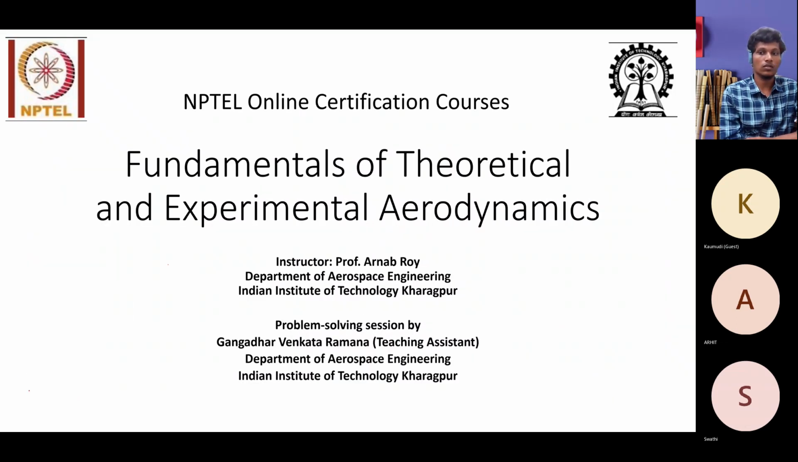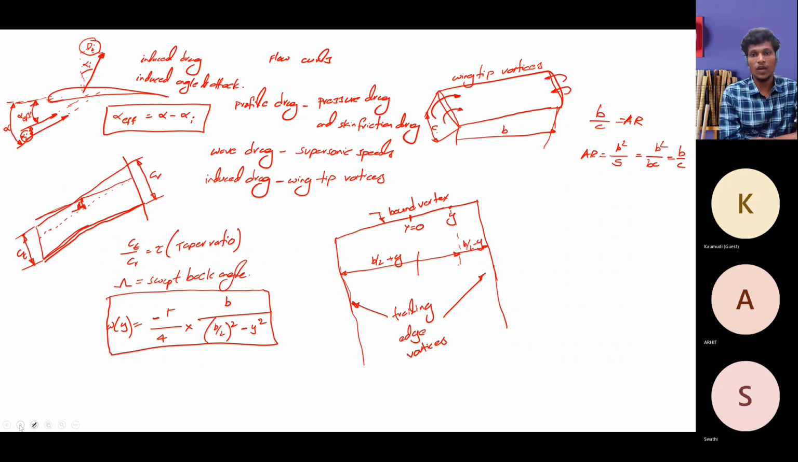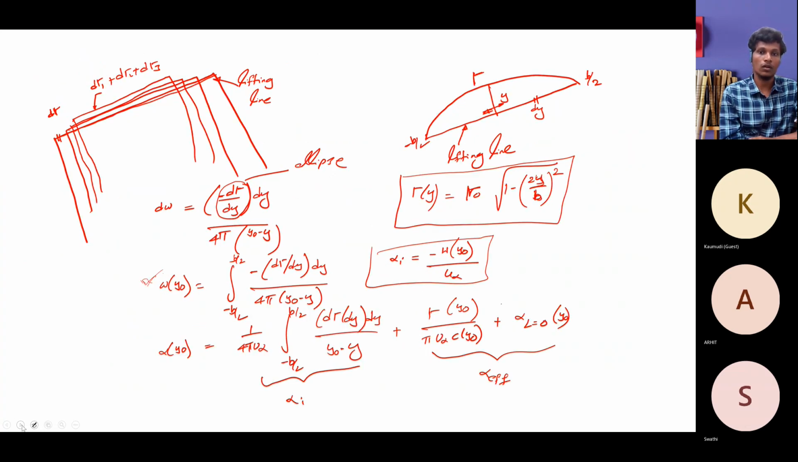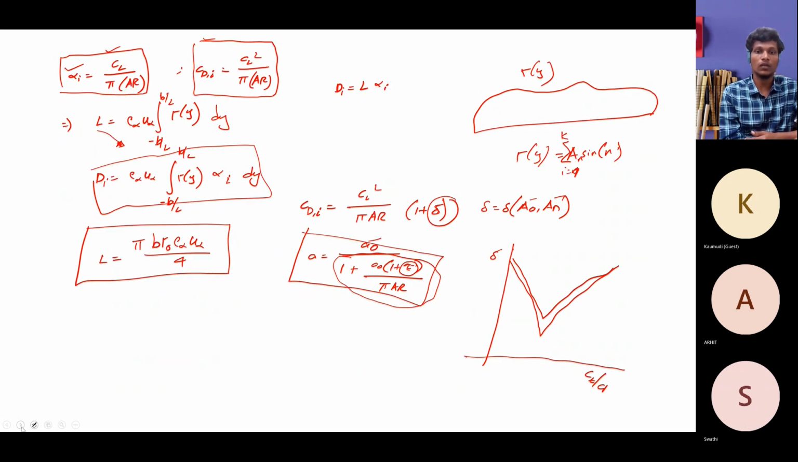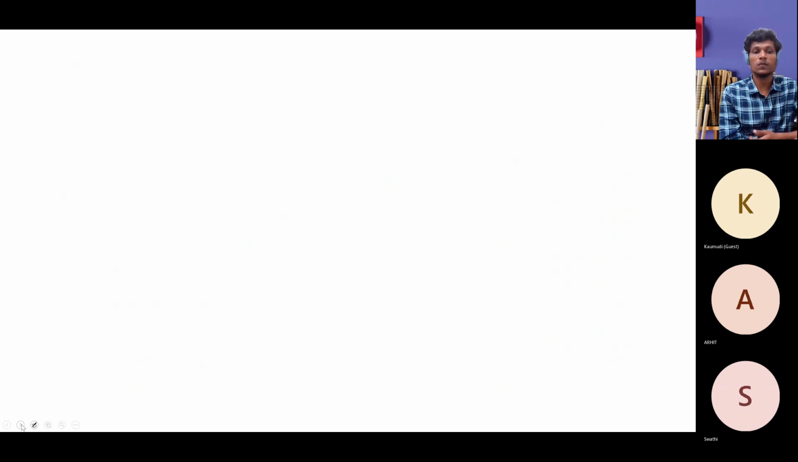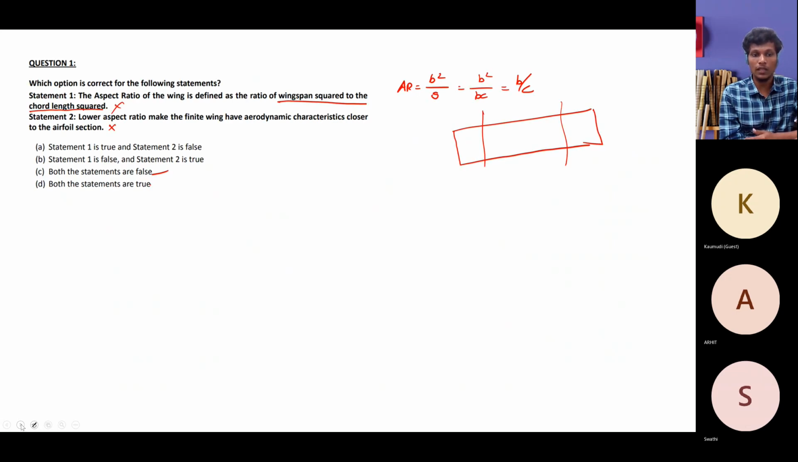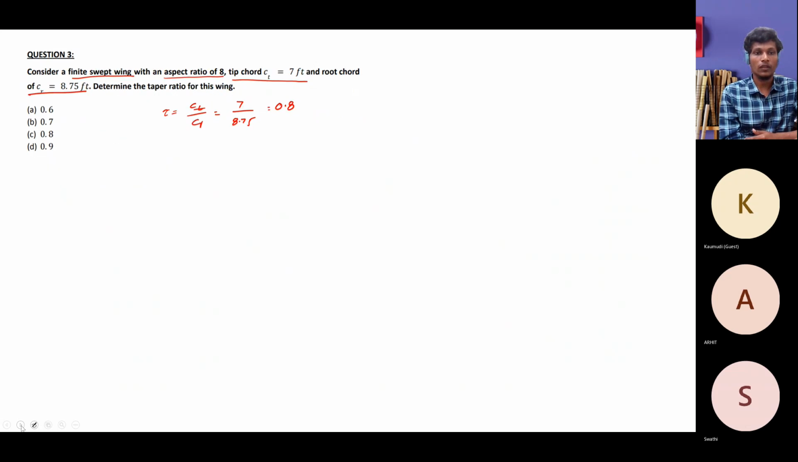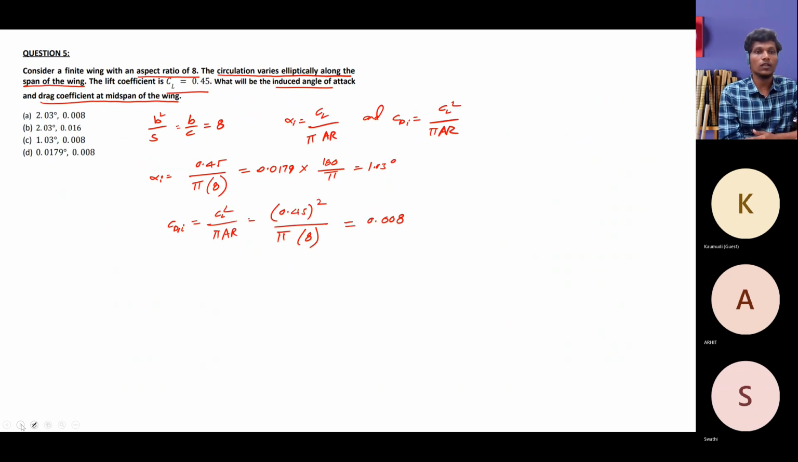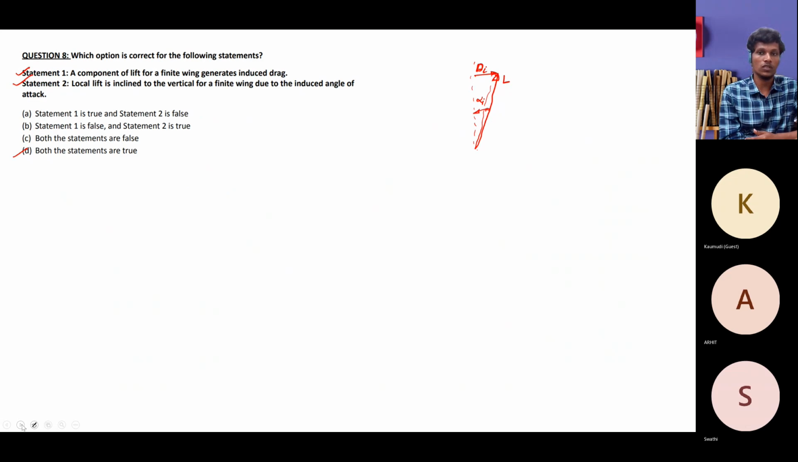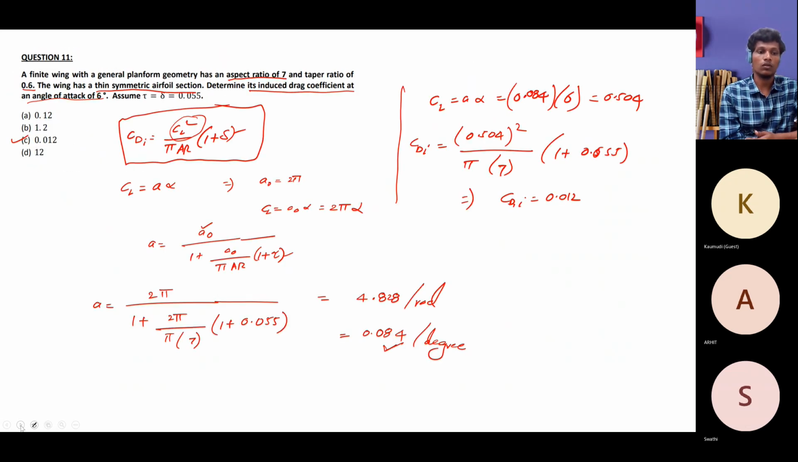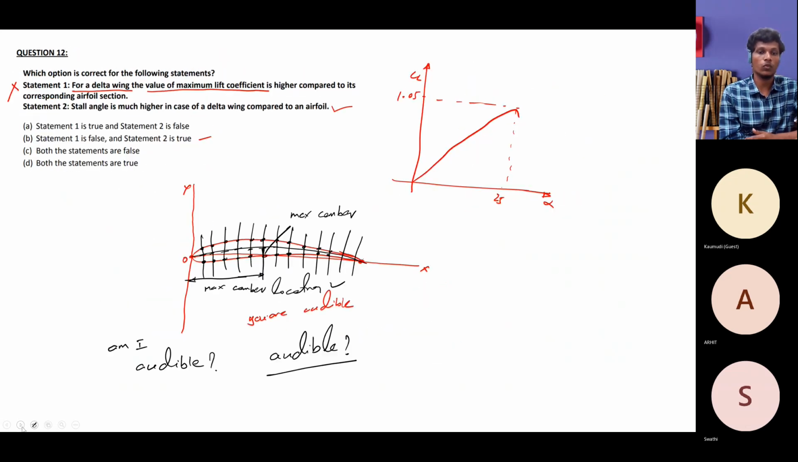In the last class, we solved some problems on finite wing concepts, and before solving those, we discussed the theoretical aspects of the finite wing, wingtip vortices, and induced drag. Then we solved those problems in the last class. This is just a recap of those problems. Many of them discussed theoretical aspects instead of numericals.